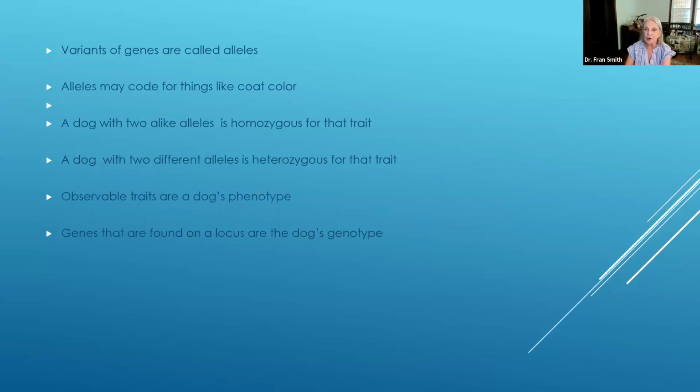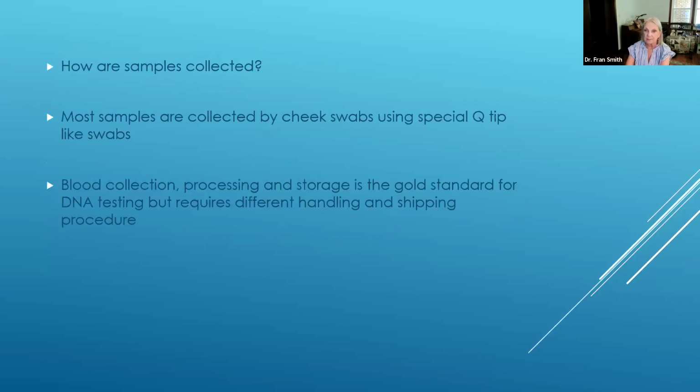Variants of these genes are called alleles, and alleles may code for things like coat color. If a dog has two alike alleles, it's what we call homozygous. A dog with two different alleles is heterozygous for that trait. Observable traits, again, what we can see looking at the dog, are the dog's phenotype. Genes on a locus are the genotype.